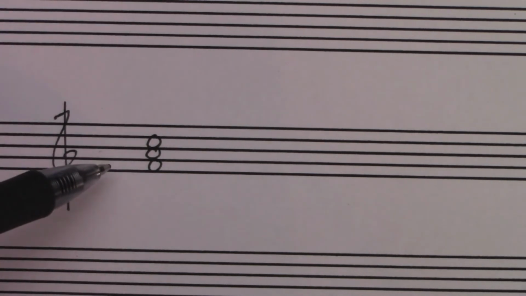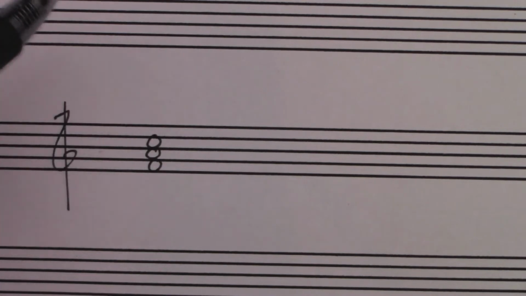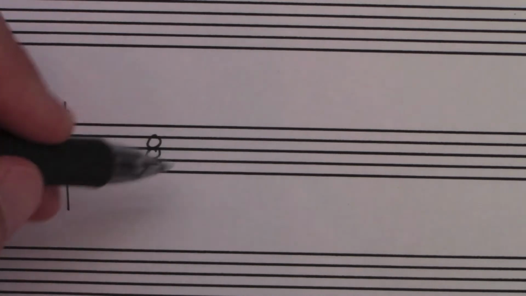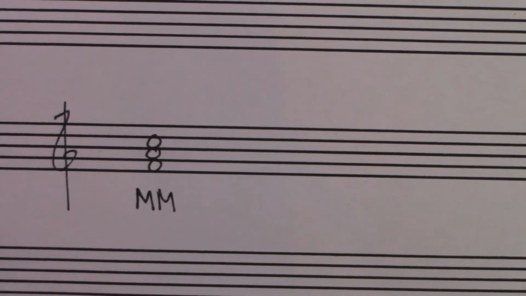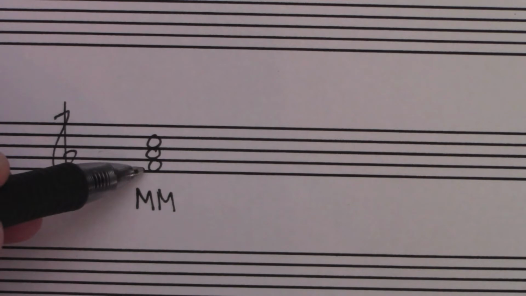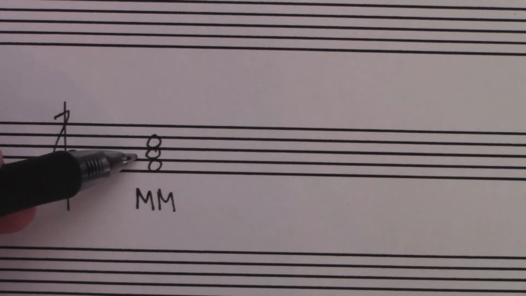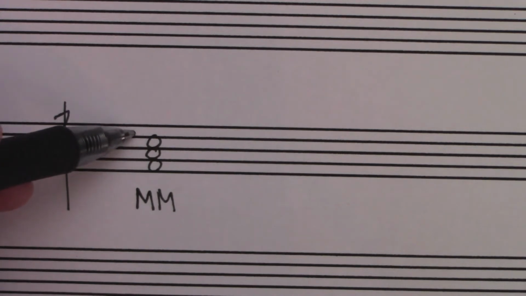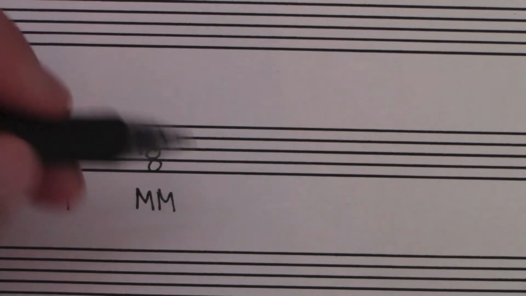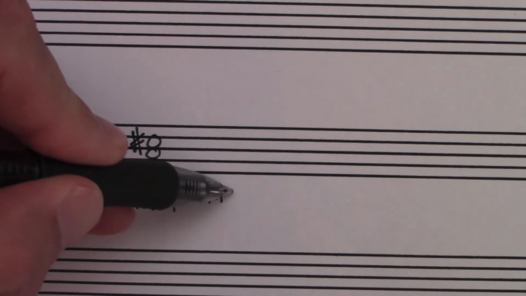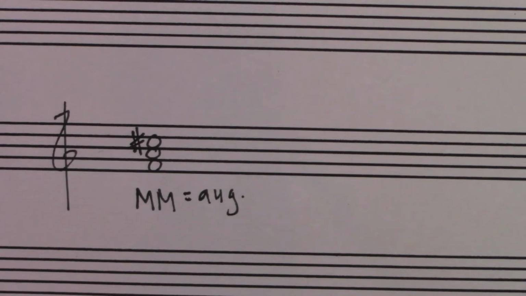We had major, major, we had major, minor, and then we had minor, major. Well, what if we have major and major? So we have a major third from F to A, and we want a major third from A to C. Well, we already said A to C is a minor third, so if we want to majorize it, we have to sharp the C. And this is called an augmented triad.